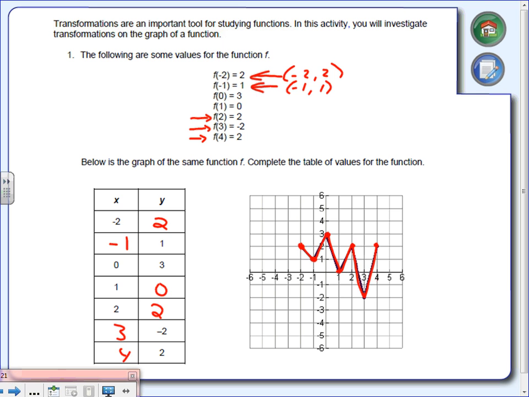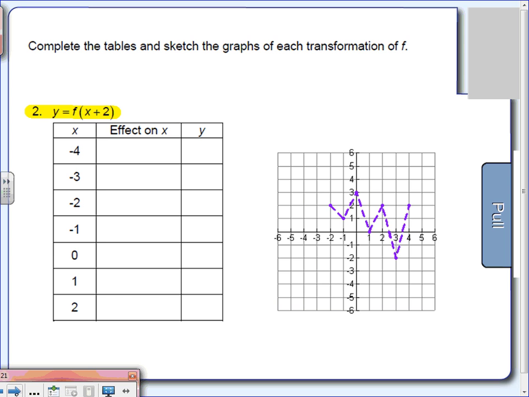Why can we call it a function? That's right. So the x's don't repeat. As long as the x's don't repeat, we can call it a function. That's exactly what I have here. X's don't repeat, so this is a function. So we're going to be taking a look at that function. As a matter of fact, we're going to be doing a couple of transformations on that function. So let's turn the page.